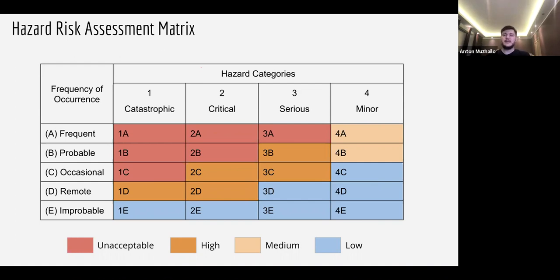In complex solutions, in cases where we have lots of features to cover, and especially if we're doing safety critical software, we need to pay specific attention to the hazards underneath.